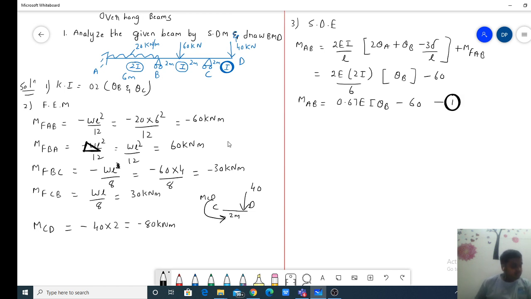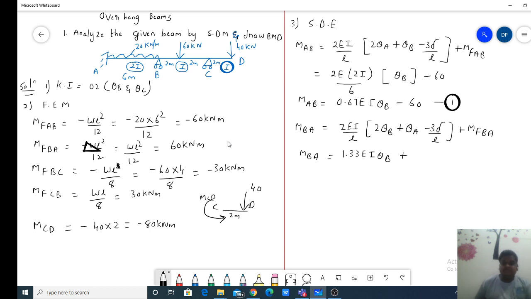Now similarly, when you solve for MBA, the same thing applies: 2EI upon L, but here instead of theta A first, it will be theta B, plus theta A, minus 3 delta upon L, plus MFBA. After substituting and solving, MBA you will get is 1.33 EI theta B plus 60. This will be equation number 2.